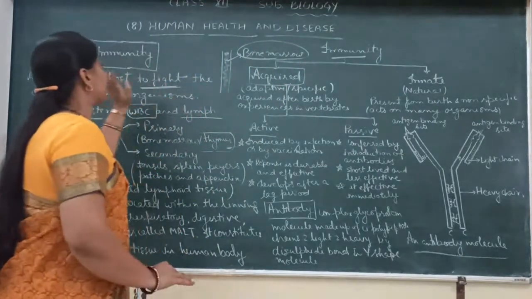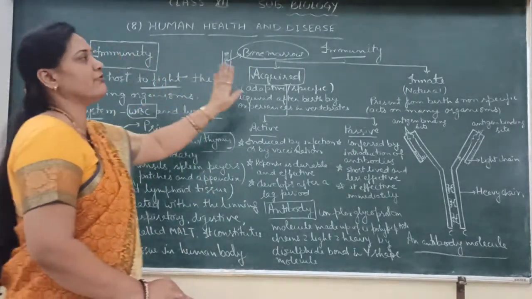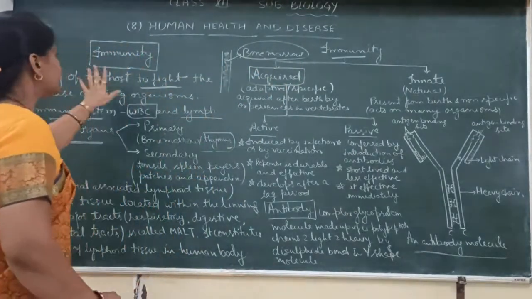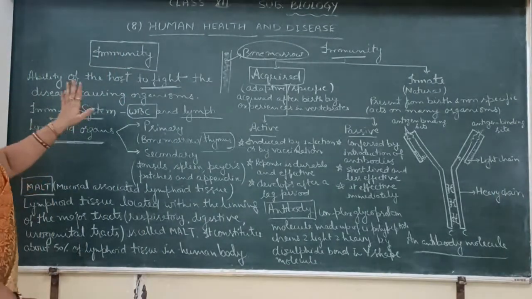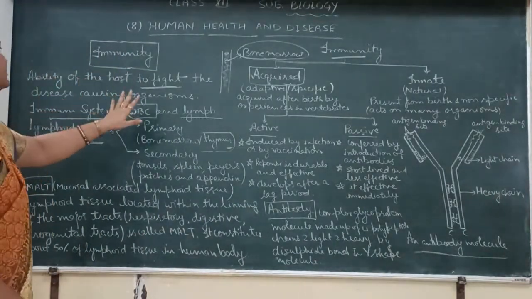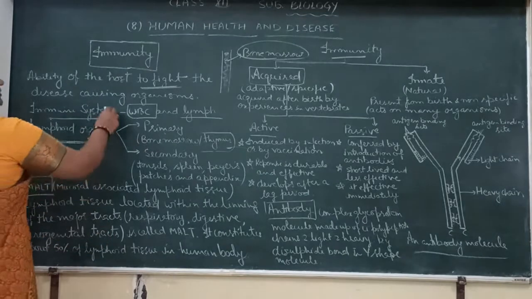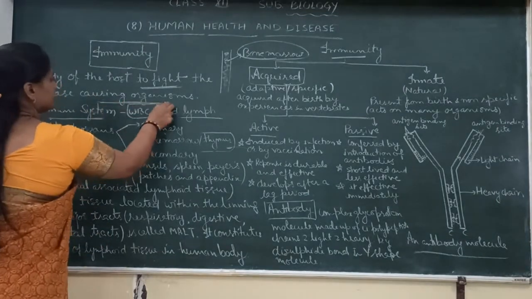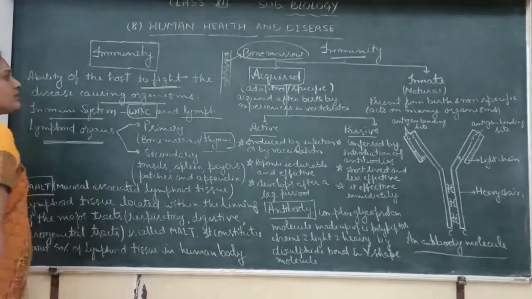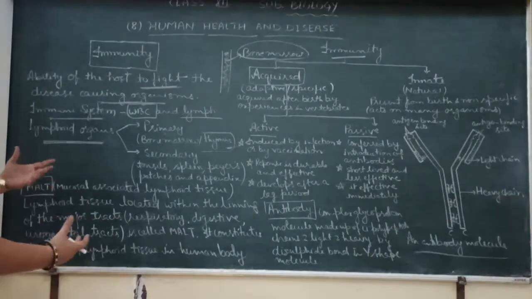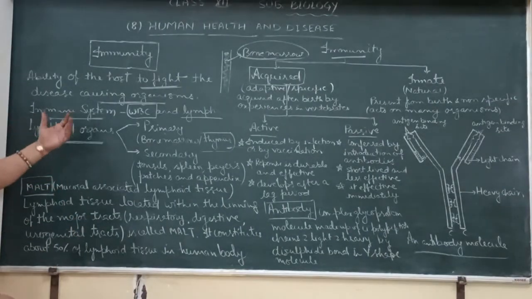Today we will discuss immunity and types of immunity. So first, what is immunity? Immunity is the ability of the host to fight the disease causing organism. By this immunity, we can fight against the causal organisms and foreign particles which enter into our body.